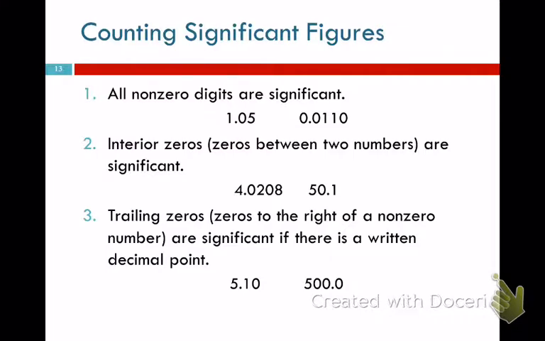All non-zero digits are significant, and interior zeros between two numbers are also significant. So if I look at this measurement, how many significant figures? 3. And the one on the right is also 3. Now you're saying, well, that's a 0, but if you write it, it means you're saying it's 0.9 or 0.1. So there are actually 3 significant digits here.